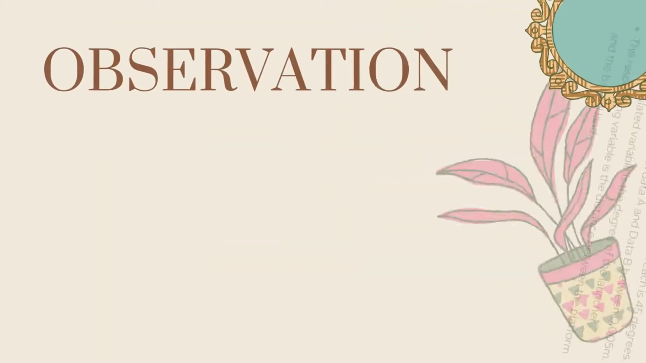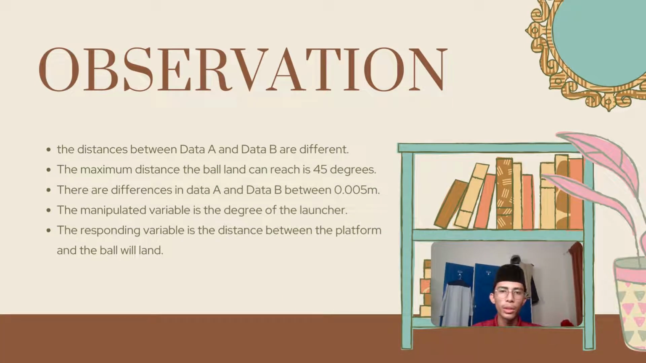Now I'm going to continue with the observations that we got from this experiment. Based on the experiment, the distances for data A and data B are different. It is because the launch angle of the ball is different. If the velocity is the same but the angle is increased, the distance of the ball's range increases. The maximum distance can be reached at 45 degrees. When the angle is over 45 degrees, the distance will reduce.